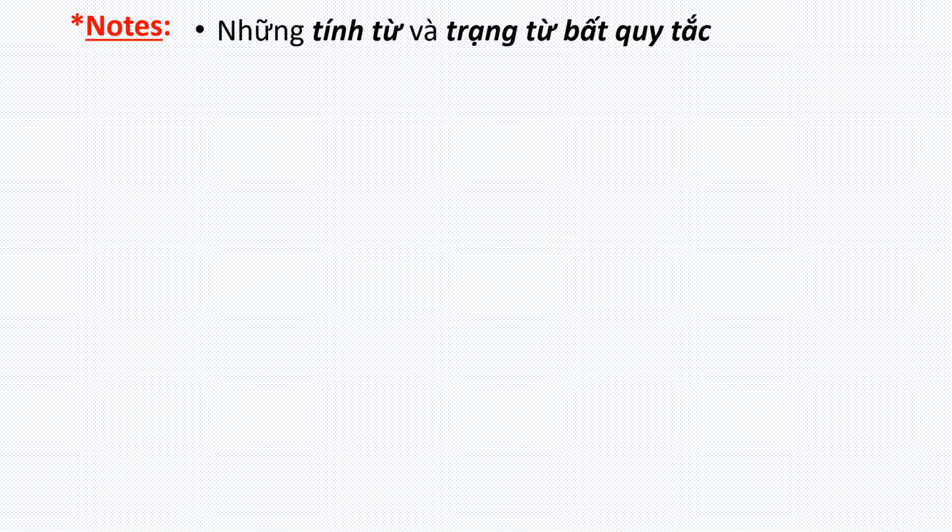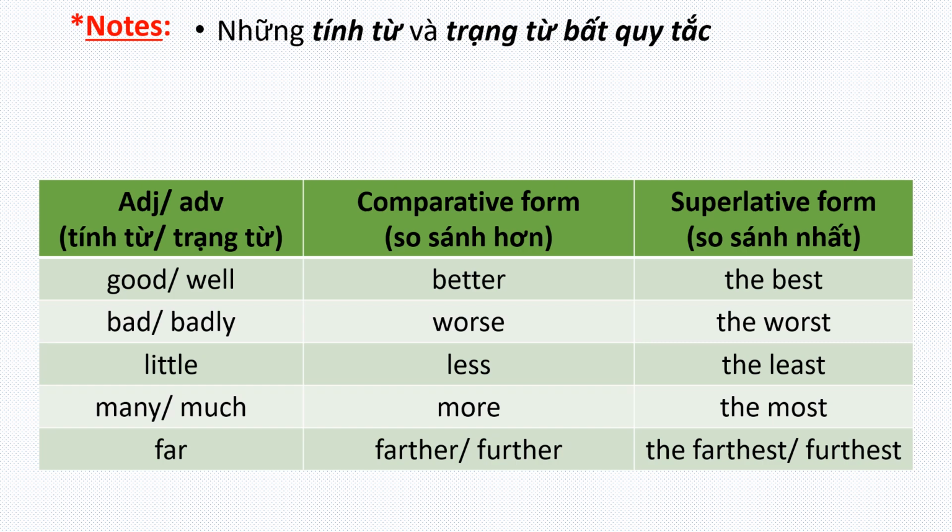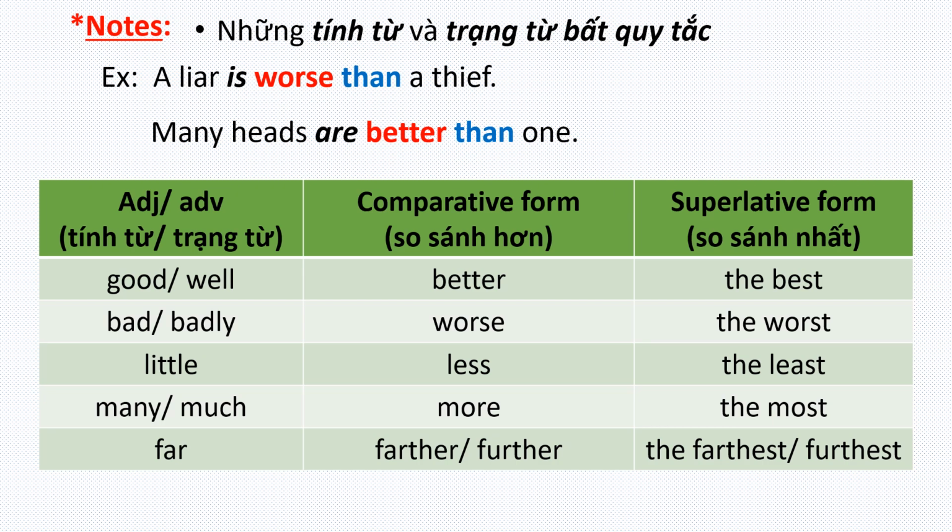Some adjectives and adverbs are irregular, meaning they do not follow the standard rules for forming comparatives and superlatives. For example, a liar is worse than a thief. Many heads are better than one.